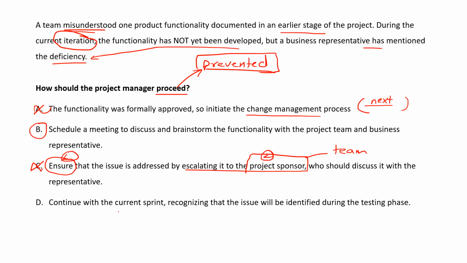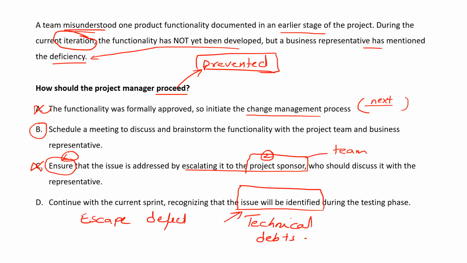Next. Continue with the current sprint, realizing that the issue will be identified. The issue will be identified, which means you are having what? That's what we call technical debt. When the testing happens, then we will see. That's what we call escape defects. Let the defects go to quality assurance and quality control, we will catch it there. Which means you knew that it's going to happen, and knowingly you are forwarding it to the next stage. Wastage of time, wastage of resources.